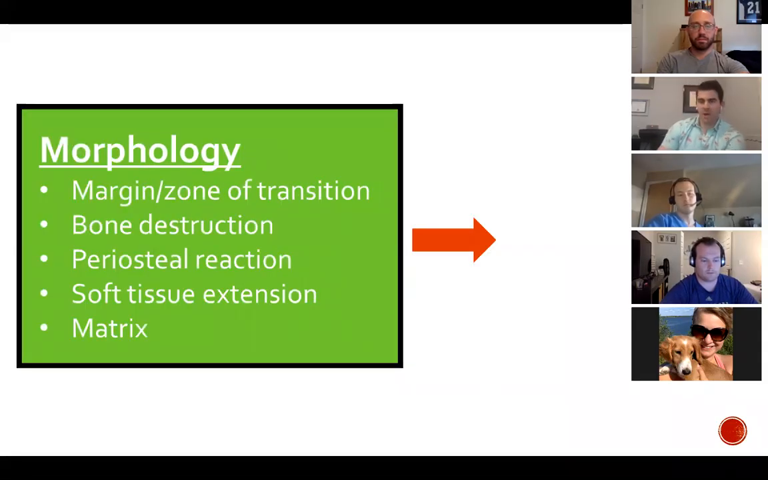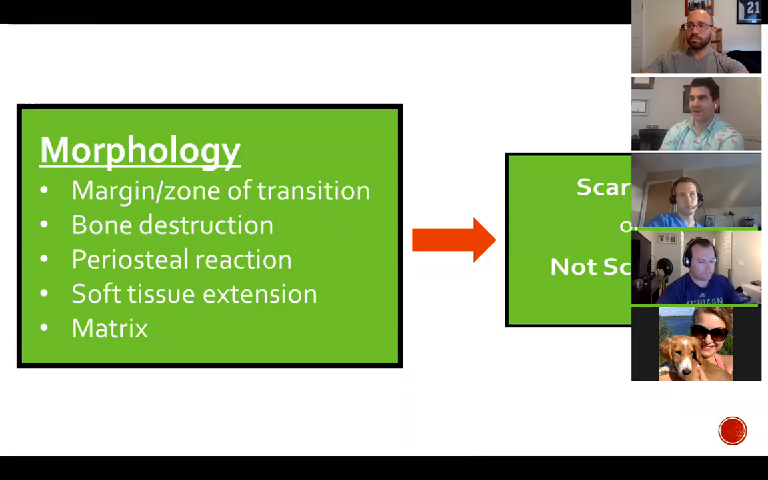We're going to talk about a couple of things for how to better identify the morphology of the lesion. We're going to talk about the margin of transition. That's where the tumor ends and the bone begins, and vice versa. We're going to talk about the amount of bony destruction. These are two things that the tumor is doing to the bone. Then we're going to talk about things that the bone is doing to the tumor, such as the periosteal reaction. We'll talk about recognizing soft tissue extension, and then matrix-producing tumors and the difference between a bone-producing tumor, a cartilage-producing tumor, or a tumor that doesn't produce any matrix, and how that correlates with its radiographic appearance.